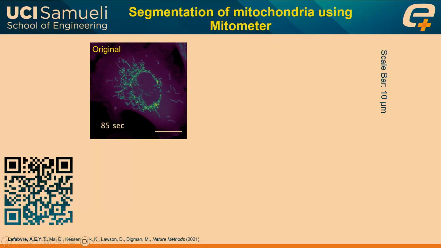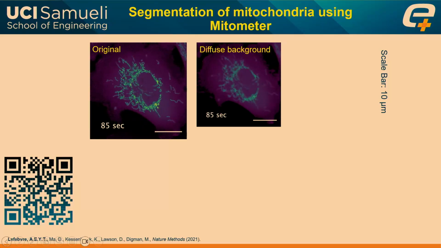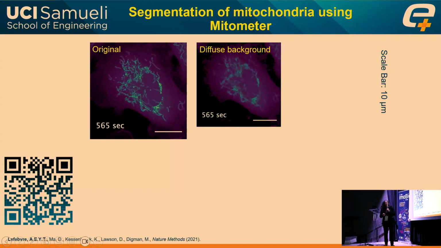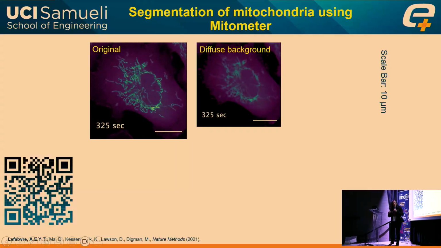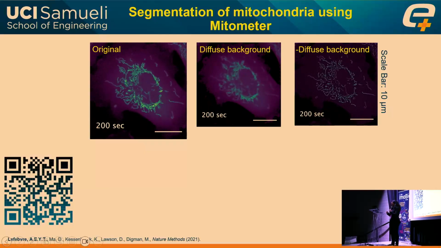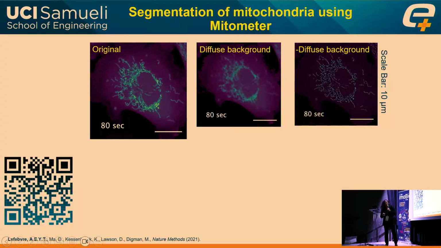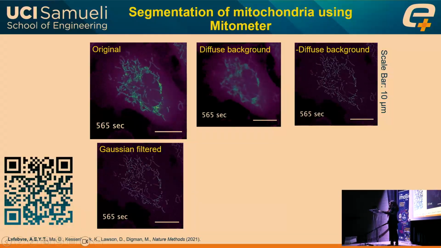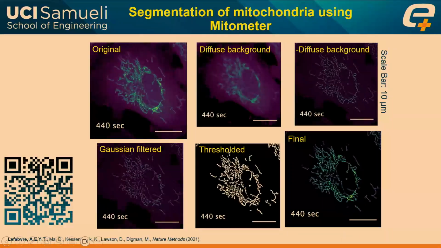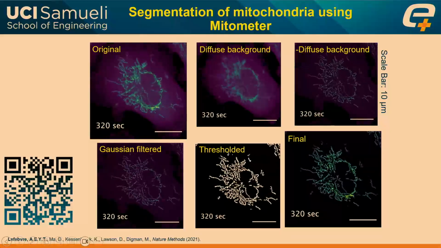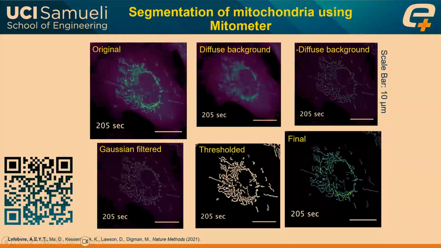So here's the original image, and yes, you can take a picture of this and go to the Mitometer, which is the algorithm used to identify each individual mitochondria, track them, and get all the information that you want. So you can see there's a lot of background in this image. So we borrowed from astrophysics, and we used the diffuse background subtraction algorithm. That's what the diffuse background looks like. If we subtract that diffuse background, this is what we're left with. We also Gaussian filtered, we thresholded it, and then we have a very clean, identifiable mitochondria for this particular cell.